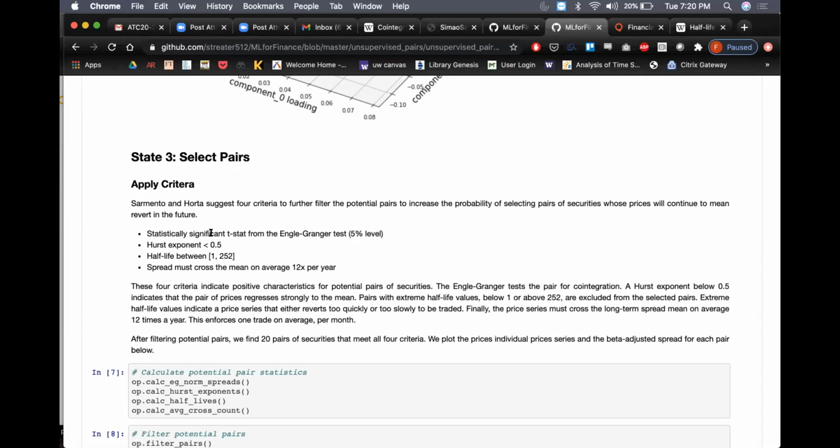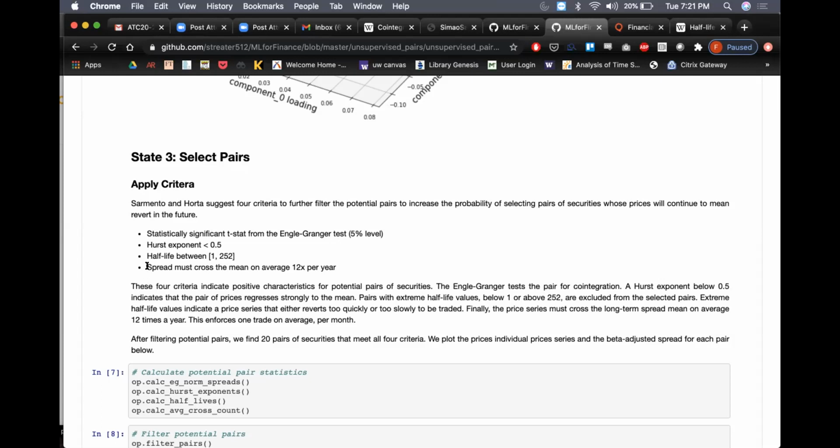And if it's less than 1 day, it means that the spread is going to be moving too quickly in order to capitalize, in order to trade on it, because we're using daily data. And longer than 1 year indicates that you'll need to wait too long in order to have the pair mean revert. It's just trying to avoid having to wait too long in order to realize gains.